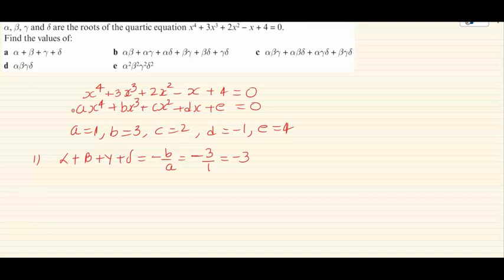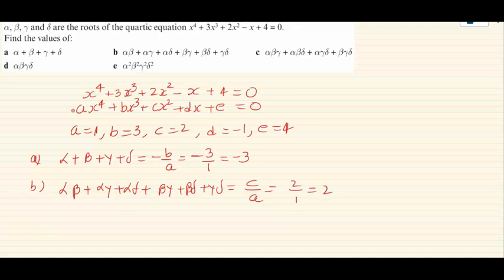Next one, the b part. This was the a part. Now the b part, here it is written alpha beta, alpha gamma, alpha delta plus beta gamma, beta delta and gamma delta. How much should it be? C over a. It is positive. What is C? C is 2 and A is 1. So it should be 2, right?